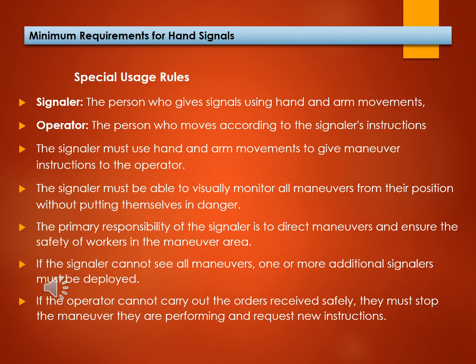The signaler must use hand and arm movements to give maneuver instructions to the operator. The signaler must be able to visually monitor all maneuvers from their position without putting themselves in danger. The primary responsibility of the signaler is to direct maneuvers and ensure the safety of workers in the maneuver area. If the signaler cannot see all maneuvers, one or more additional signalers must be deployed. If the operator cannot carry out the orders received safely, they must stop the maneuver they are performing and request new instructions.